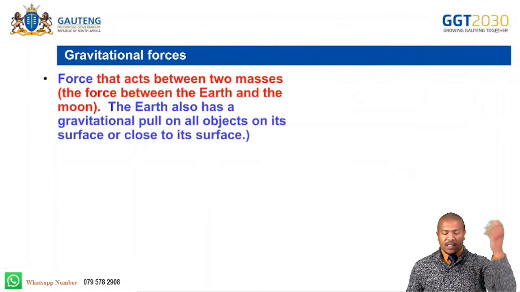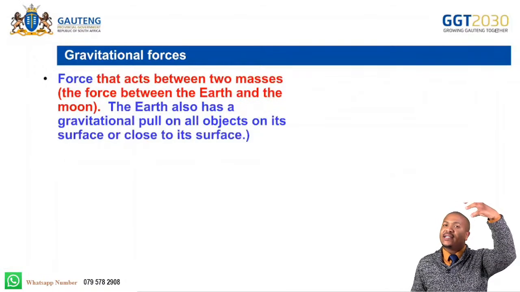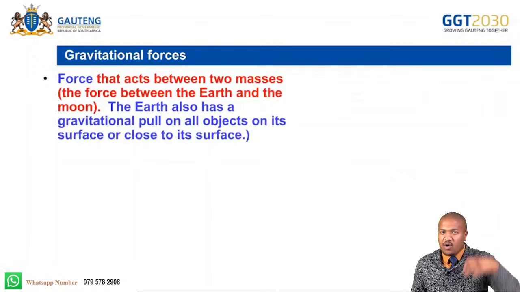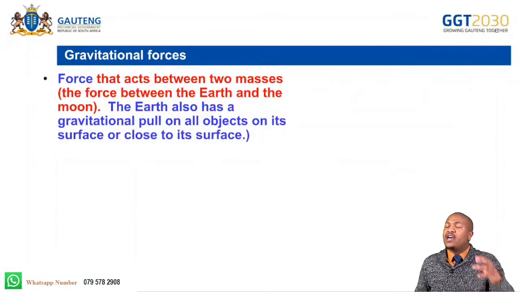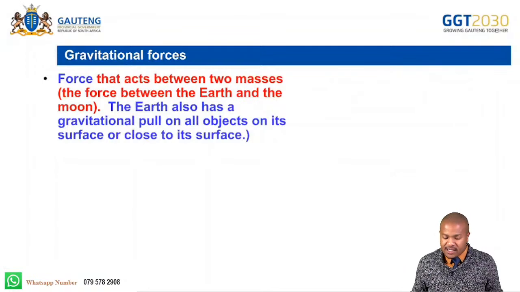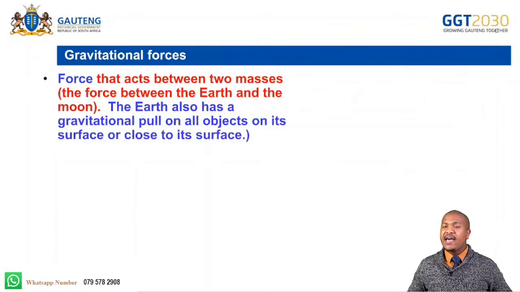Have you ever wondered why sometimes you throw up a pen or any object, then it comes back down? This is because of the gravitational force that is exerted by the celestial bodies on objects. It pulls everything down towards the center of the earth. This gravitational force acts between two celestial bodies or two masses, such as the moon and the earth. It happens between the moon and the earth.